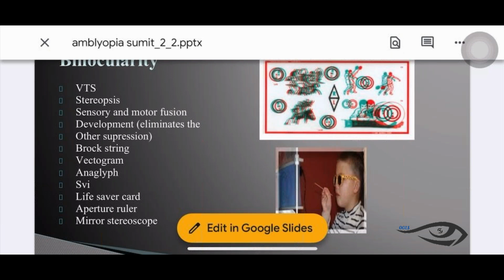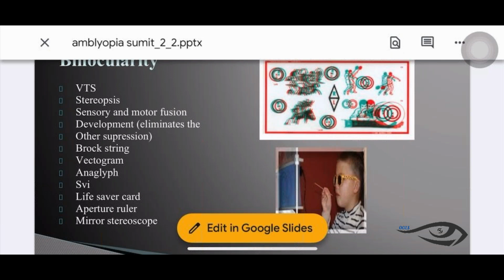Then sensory and motor fusion you have to develop. You have to work on that. Then try to eliminate the suppression. It doesn't mean that, suppose it's a person with strabismic amblyopia, you can develop the central fusion, but there can be difficulty with peripheral suppression also. There can be suppression in the different gauges. So definitely you have to work on the different gauges.